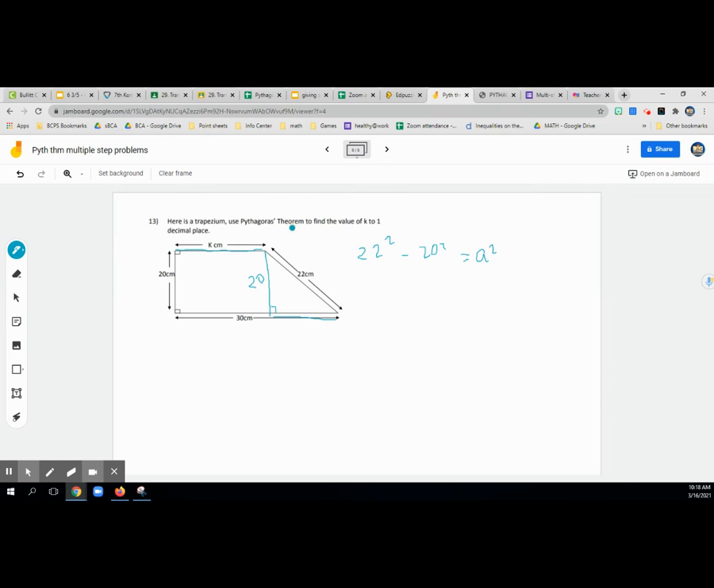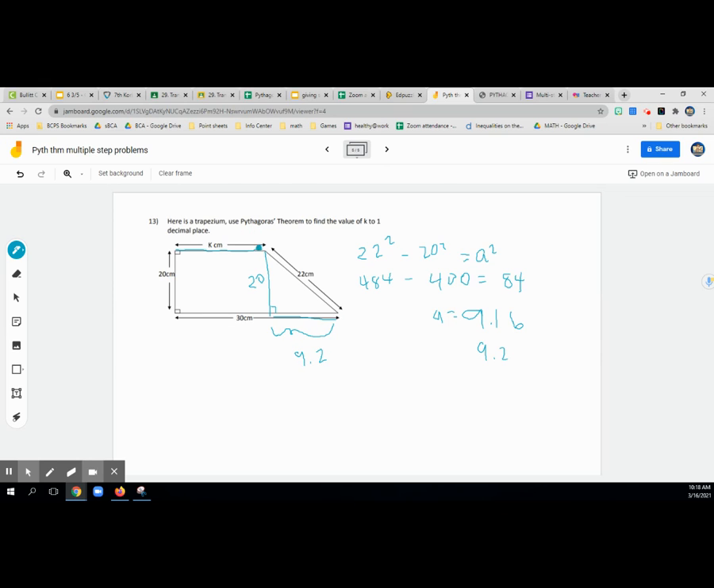So we get 484 minus 400. a squared must be equal to 84. a has to be equal to the square root of 84, which to one decimal place is 9.1. Sorry, it's 9.16. So we would round that to 9.2. So this length is equal to 9.2.